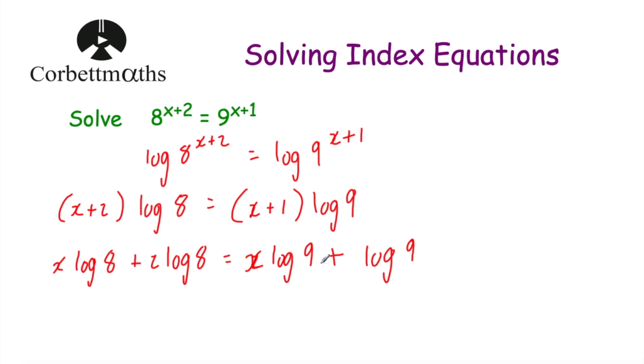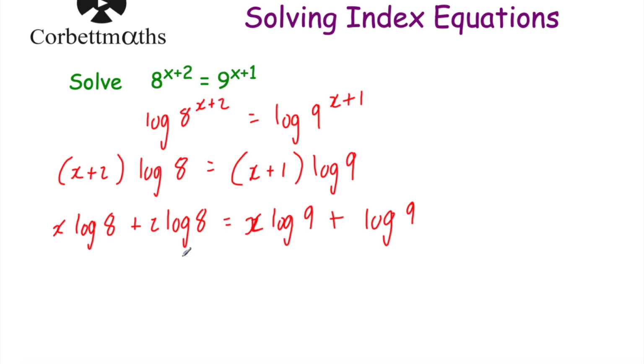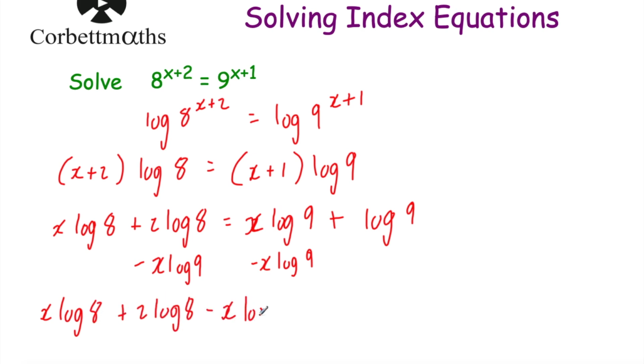Now at this point, we're going to bring all the terms with x's to one side and everything else to the other side. So I'm going to bring all the terms with x's to the left-hand side. I'm just going to write this out so you know what I'm doing. I'm going to take away x log 9 from both sides, from the right-hand side and from the left-hand side. So on the left-hand side, we would have x log 8 plus 2 log 8 subtract x log 9, and on the right-hand side, we'd just be left with our log 9.